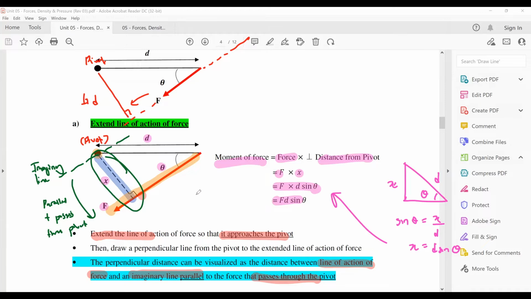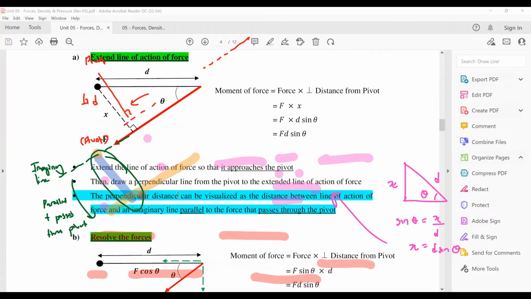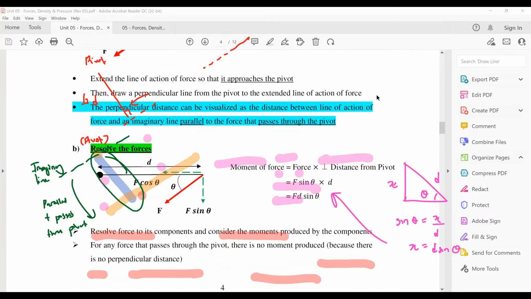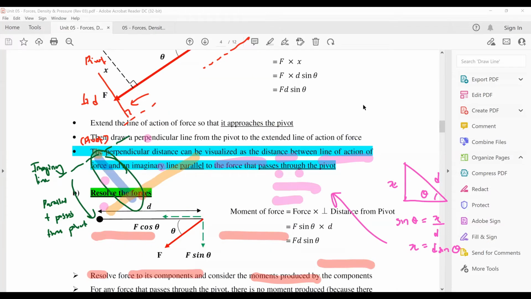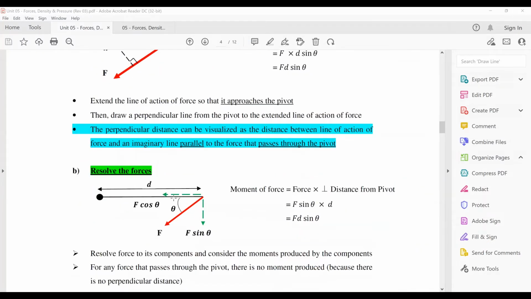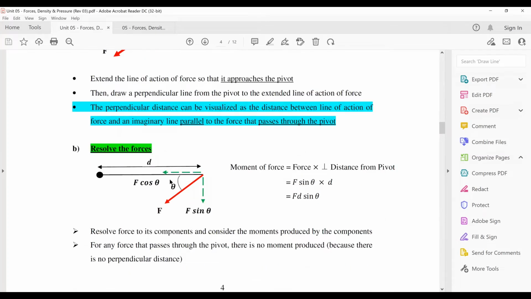There is also another different way. This one is actually more common. This is by resolving your forces. So you again have the same diagram as before, but rather than extending the line of action of the force, you resolve the forces. So this was the original force that you have at angle theta. What you do is resolve it into two directions, this one and this one.